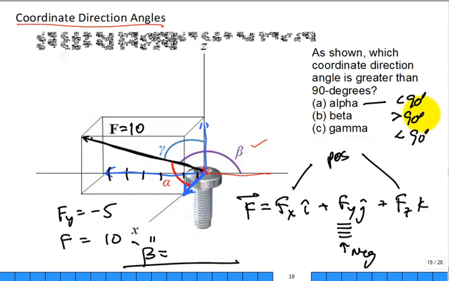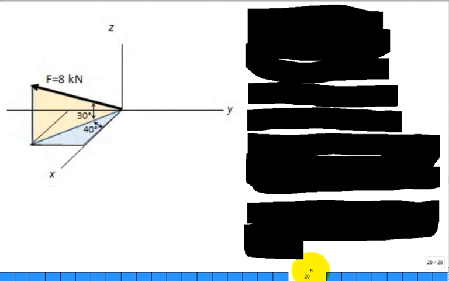Let's keep on. So now what we can do is describe force vectors in 3D. Did they give us the coordinate direction angles for this 8 kilonewton force? No, they didn't. Because the angle needs to go from the x to the vector F, and that would be the alpha, from the y to the vector, or from the z to the vector. What did they give us? In this, 30 degrees and 40 degrees?